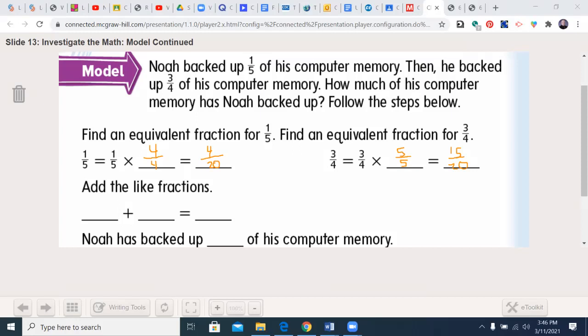Now I add the like fractions. 4 over 20 plus 15 over 20 equals 4 plus 15 is 19. 20 plus 20 is, oh, don't you dare. Remember, we don't add denominators. We just keep them. So Noah has backed up 19/20ths of his computer memory.